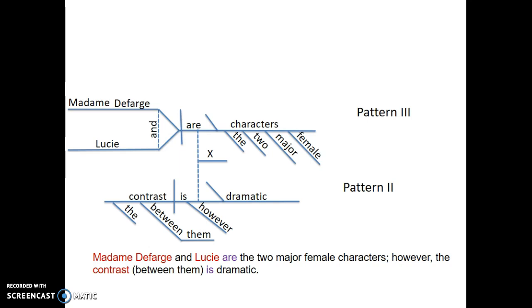Then we can deal with our prepositional phrase. Between them is talking about contrast. It's defining contrast, so we put that below that noun. And then we're left with connecting things and dealing with the however. However is a conjunctive adverb.